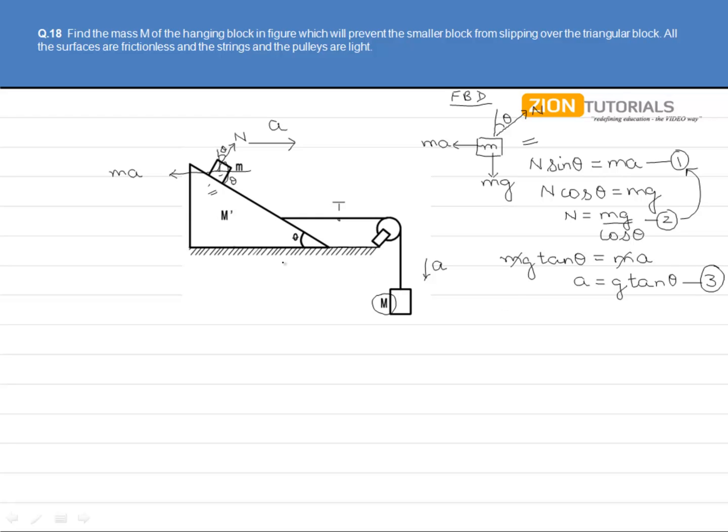Now let us move forward for the FBD of the wedge. Let us assume it to be a block of mass m dash having a normal reaction of N at an angle of theta with the vertical, and having a tension T in the right direction. We are not showing the normal reaction and the m dash g forces over here because we need to balance it out only in the horizontal direction. It is having an acceleration of a in the right direction, so we can write it as m dash into a equals tension T minus N sin theta.